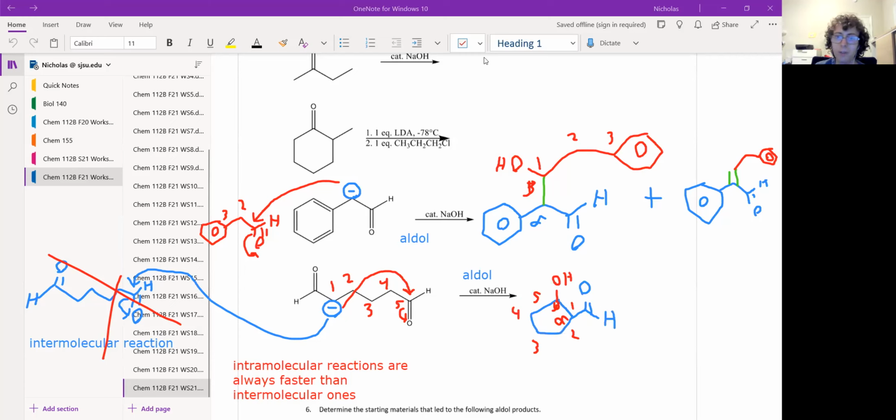And then you can also show the condensation product with the conjugated alkene. And that will look like this. So, like in the past, be on the lookout for intramolecular reactions. If you have the right conditions, they're going to be the main thing happening.